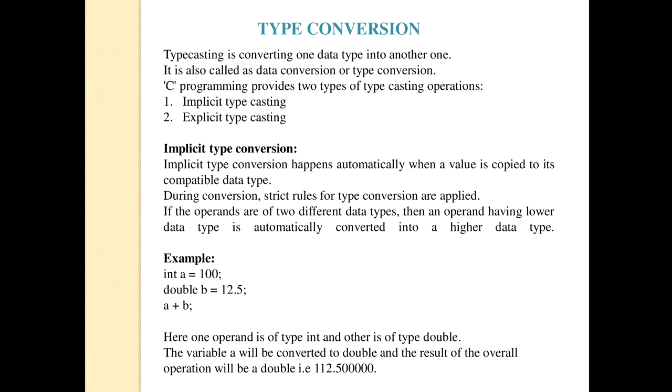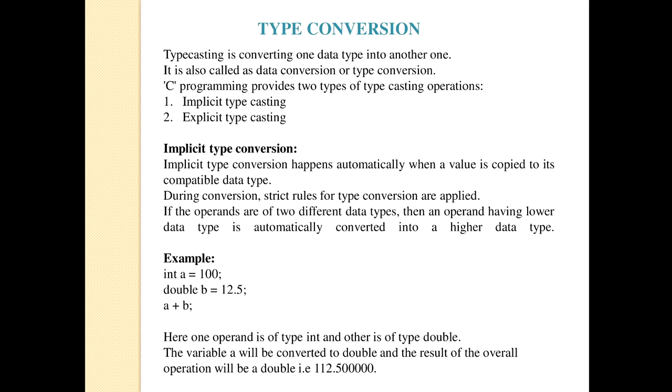During this conversion, strict rules for type conversion are applied. If the operands are of two different data types, then an operand having a lower data type is automatically converted into the higher data type. You will get clear with the following example. In this example, I have taken the variable a of type integer and assigned the value 100. Another variable b of type double is assigned the value 12.5. After this, I just do the addition a plus b.